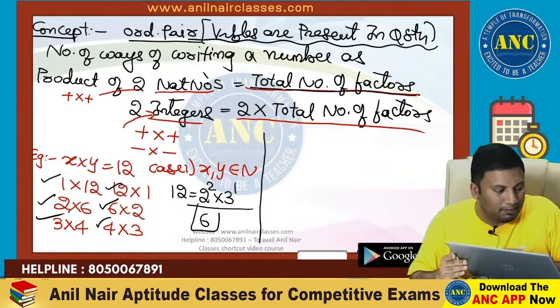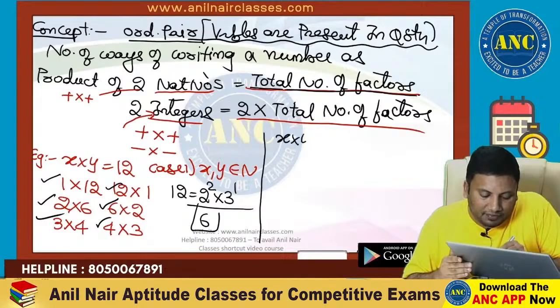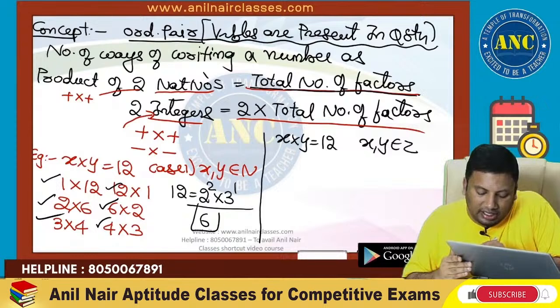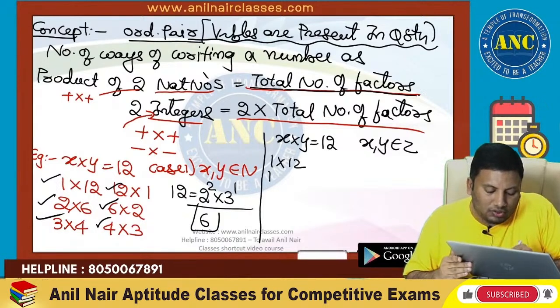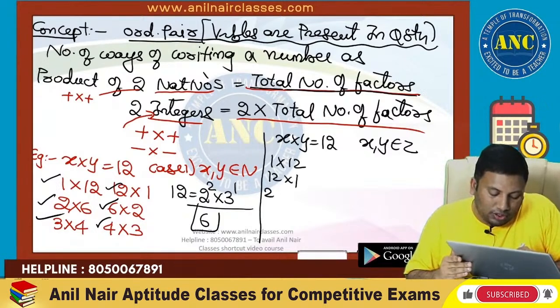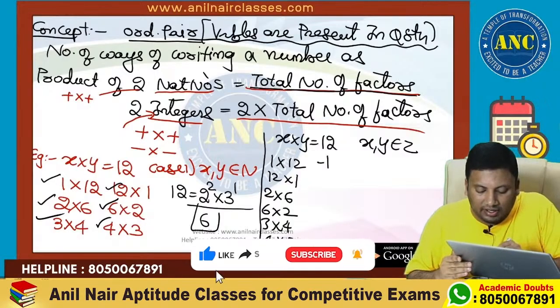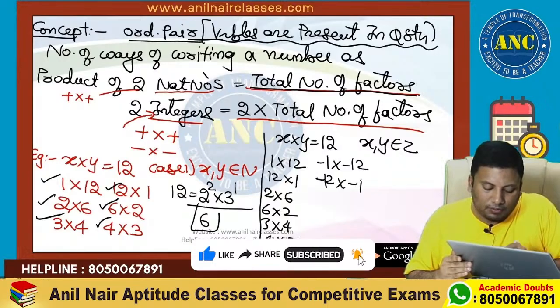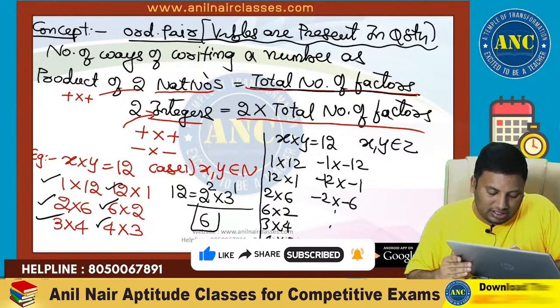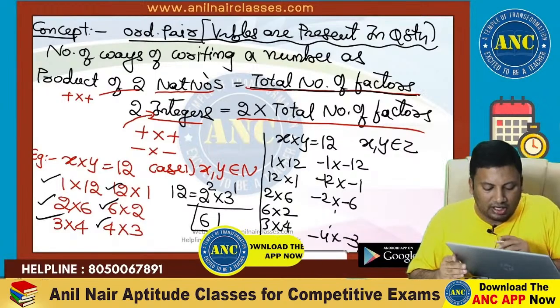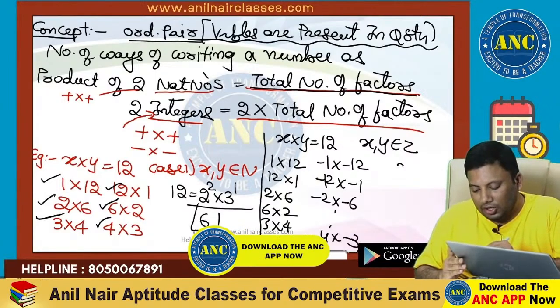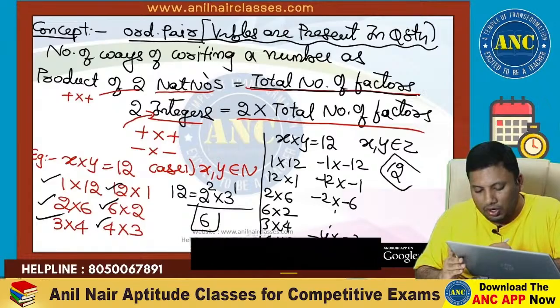Suppose case number 2, x and y are integers. 1 into 12, 12 into 1, 2 into 6, 6 into 2, 3 into 4, 4 into 3. Negative into negative is also positive. Minus 1 into minus 12. Minus 12 into minus 1. Minus 2 into minus 6. Minus 4 into minus 3. 6 positive, 6 negative. So in total I will get 6 into 2, which is 12.